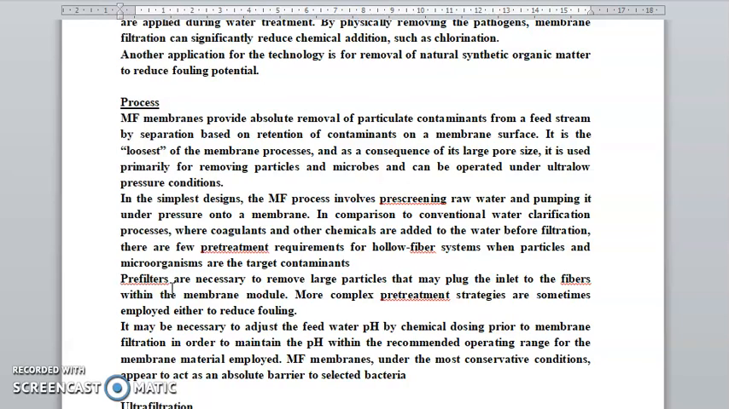Okay, it may be necessary to adjust the feed water pH by chemical dosing prior to membrane filtration in order to maintain the pH within the recommended operating range for the membrane material employed. Microfiltration membranes under the most conservative conditions appear to act as an absolute barrier to selected bacteria.